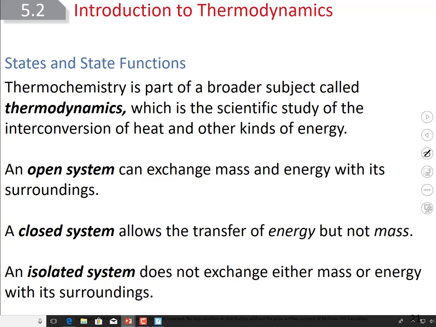That's an open system. A closed system would be if I took that beaker and I covered it with parafilm. Now, can it release any mass into its surroundings? Well, we're assuming we're measuring the whole beaker, so it can't escape the beaker anymore. So now the mass cannot be released into the surroundings, but it can still release its heat into the surroundings. It can still change its temperature. That's a closed system. It allows the transfer of energy, but not mass.